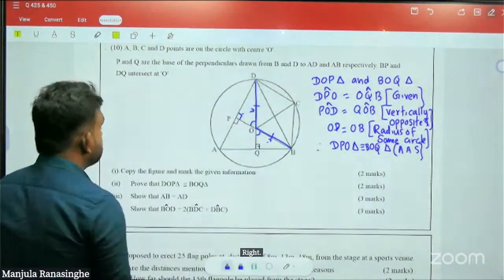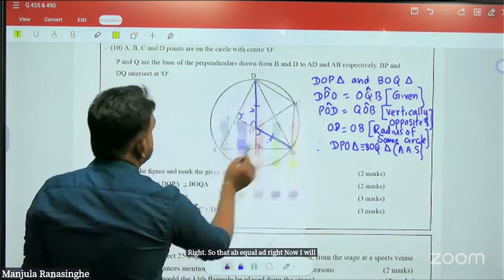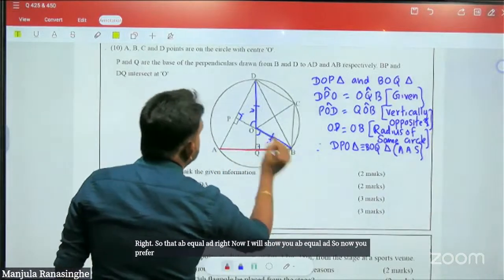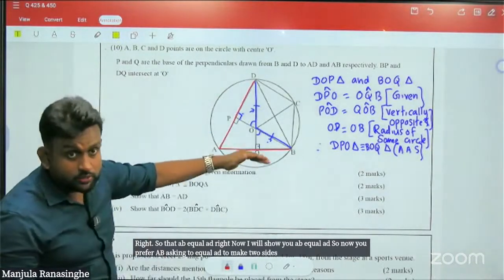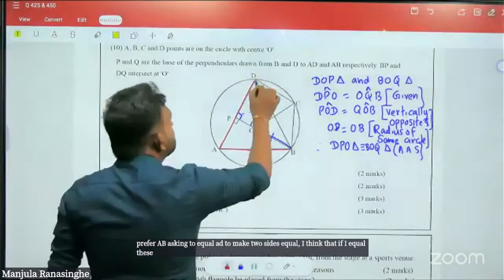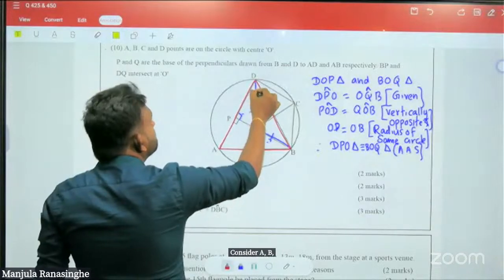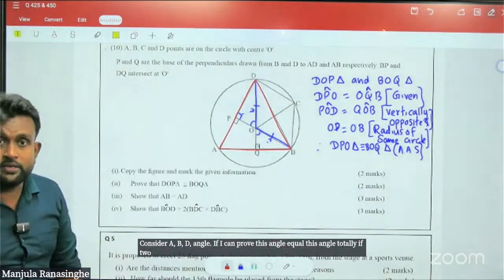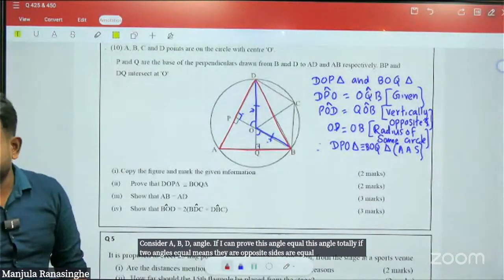Show that AB equals AD. Now I will show you AB equals AD. To make two sides equal, I think that if I can prove two angles of this triangle ABD equal, then if two angles are equal, their opposite sides are equal. Okay, then how to show that?